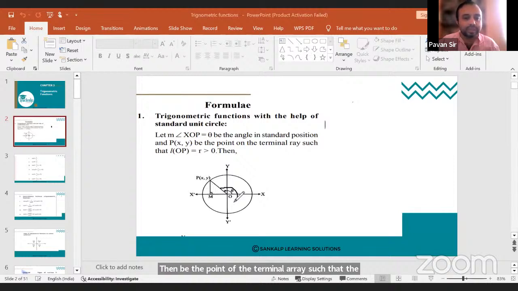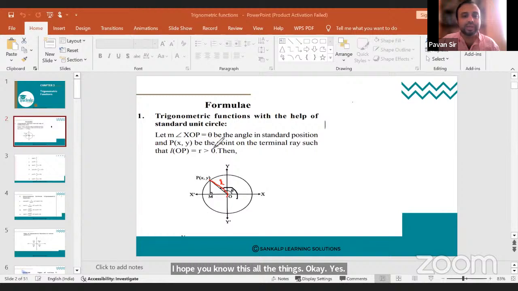The length of OP is equal to r in the sense of what? Wait for a minute, I will just change the color here. Yes. So the length of OP, in the sense this length, from O to P, this is what we call r. r is nothing but the radius of a circle. I hope you know all these things. Okay.